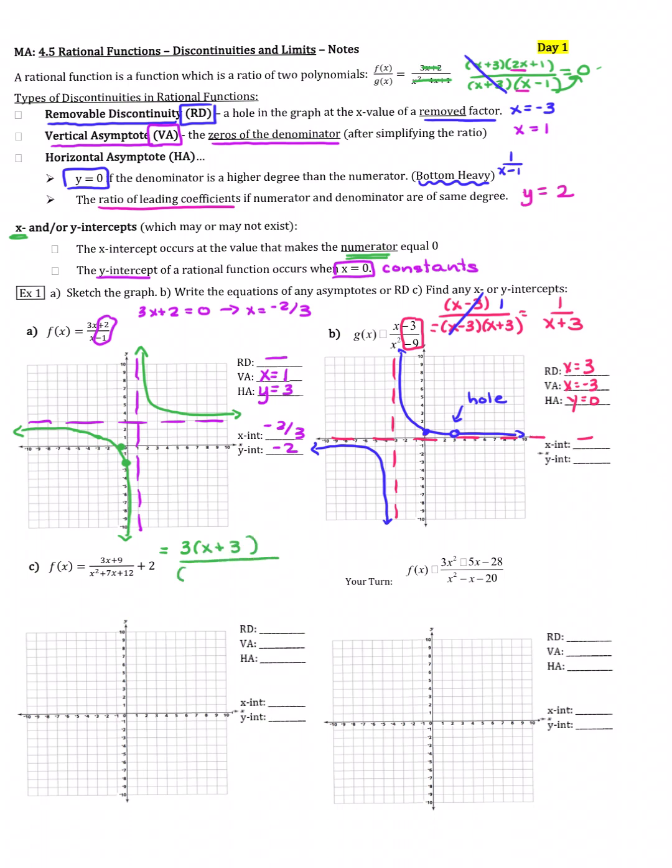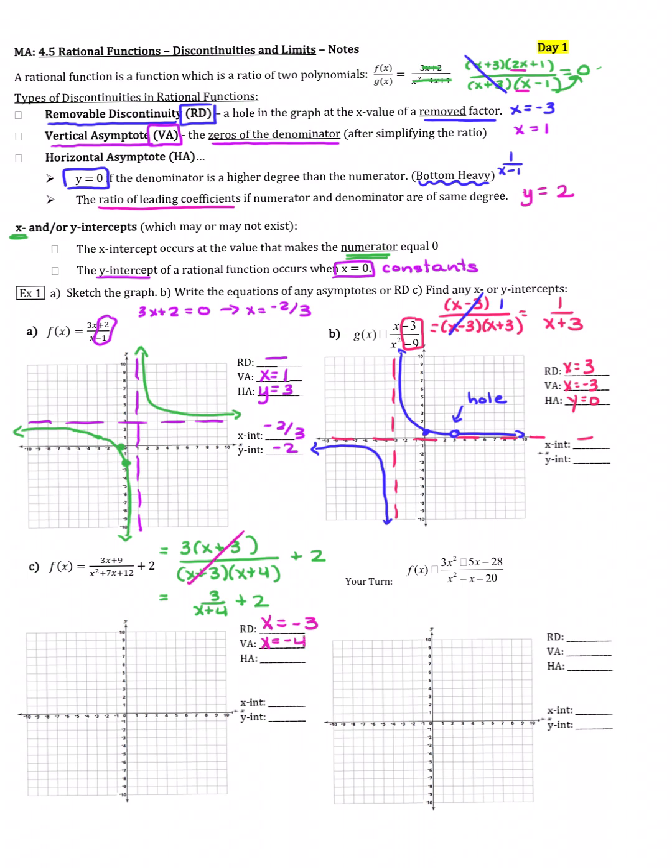And on the bottom, this is x plus 3, x plus 4, and we still have the plus 2 hanging on. So notice I can cancel my x plus 3, so I know that I have a removable at x equals negative 3. That also tells me what I'm graphing is 3 over x plus 4 plus 2. So I can see that I have a vertical at x equals negative 4.